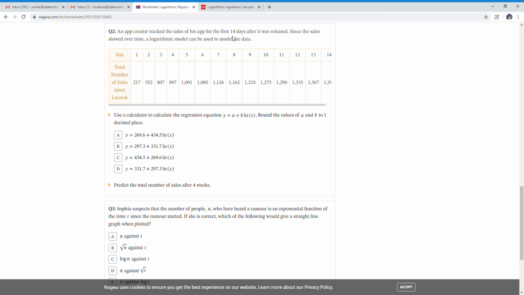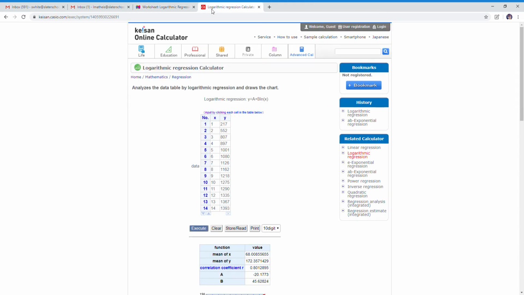So I've put this data set in. Now you can do it on your calculator, but there's actually a website you can use too. I just Googled a logarithmic regression calculator, and it's on this Keisan online calculator, if I'm saying that right. You can go use this if you don't want to use the calculator, or if you don't have a calculator.